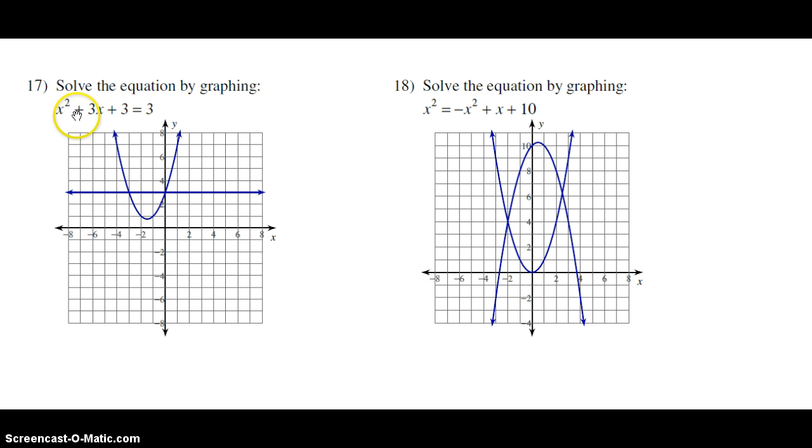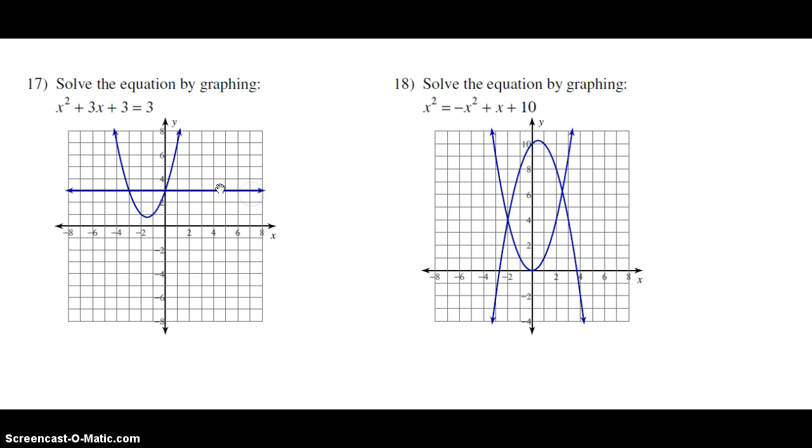All you're doing to figure out the solution to this is taking the left side of the equation and graphing it. That makes this parabola. And the right side of the equation and graphing it. That's what makes this line right here. And finding the intersection. So they intersect here and here, which means my solutions are x could equal negative 3 or x could equal 0. That's when these two graphs, this x squared plus 3x plus 3, and the line of 3 intersect, right? That's the solution when they're equal to each other.